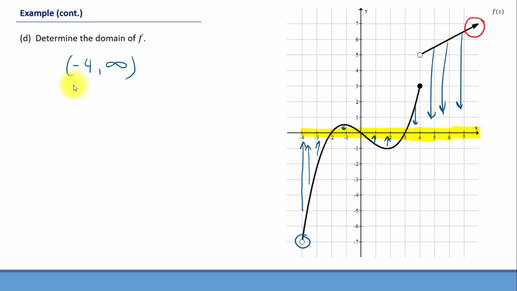To summarize what we just did, when you need to determine the domain of the function, if you have the graph, then think and describe all possible x-coordinates of the points on the graph.